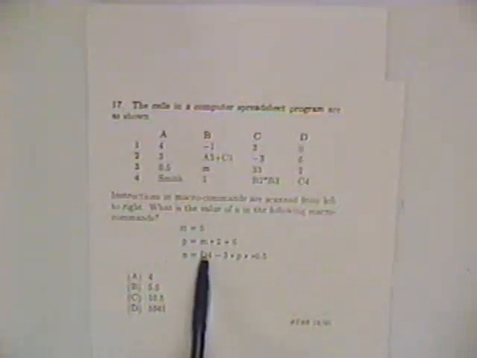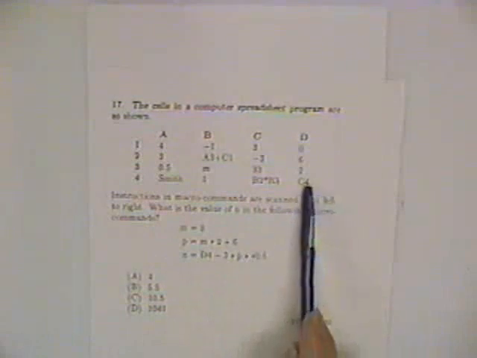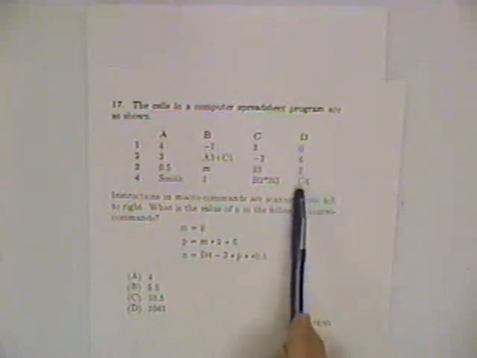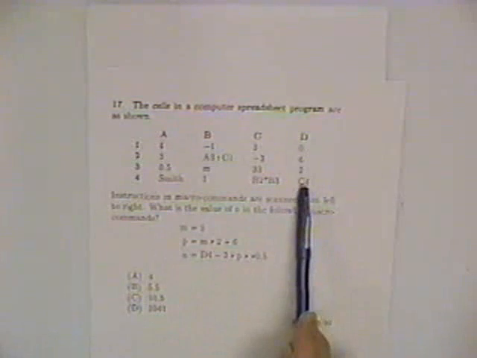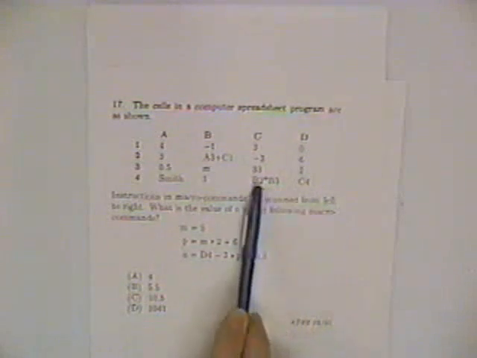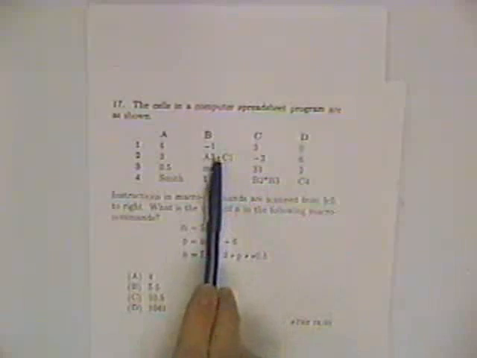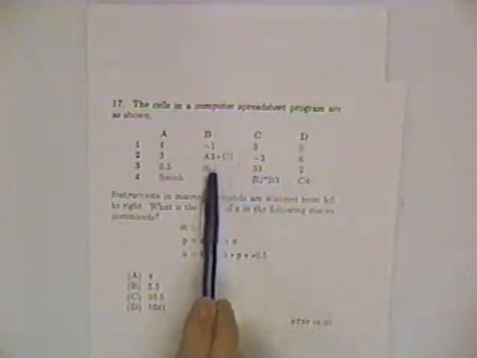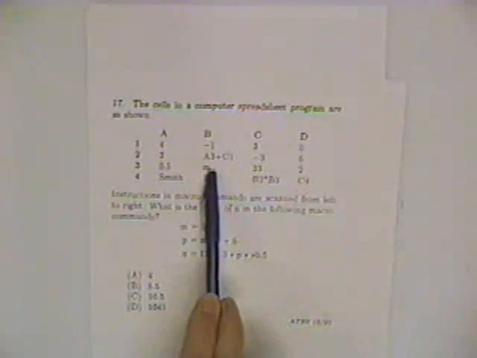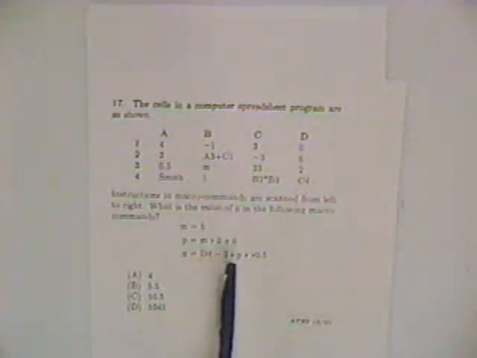To get the value of n, you need to know what is in cell D4. To get cell D4, you can see it's just equal to the value that's in cell C4. To get C4, you need to know what's in B2 and B3. To get B2, you have to know what's in A3 and C1. And to get B3, you need to know the value of m. So again, the approach is you need to pretend that you're the computer and go through this systematically, doing the calculation step by step. An example of that would be shown here.